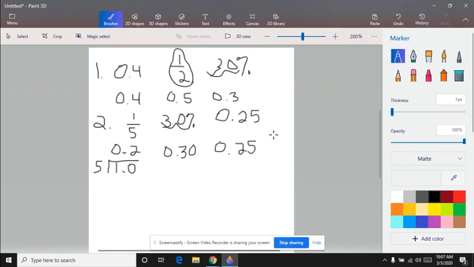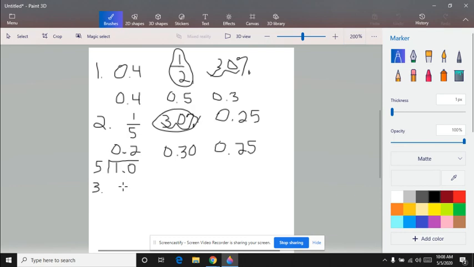So which one's my biggest one? 0.2, 0.3, 0.25. The 0.3 is. So in this case, 30%. Okay. So it takes a little longer. And some of these you might be able to do mentally, like this first one here, you could probably do that mentally.